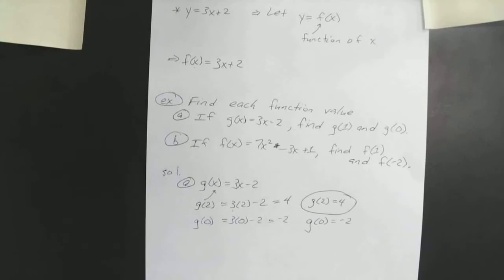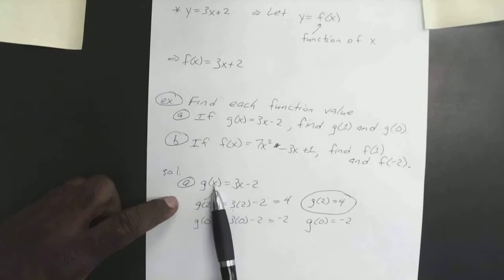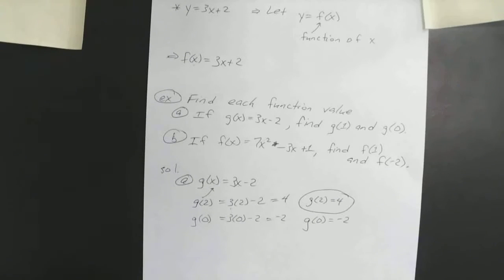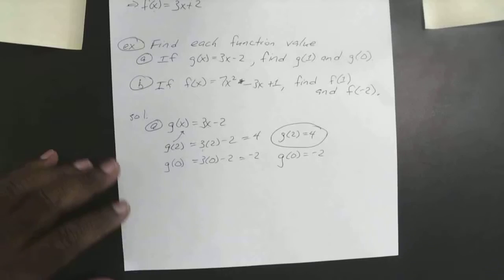So even if we decided we're going to find g of a, all that means is that we're going to replace every x with a. So g of a would be 3 times a minus 2. Same thing. Whatever's in here, you're just going to replace it in the actual equation. Any questions on that one? All right. Now for b, move that up a little bit.